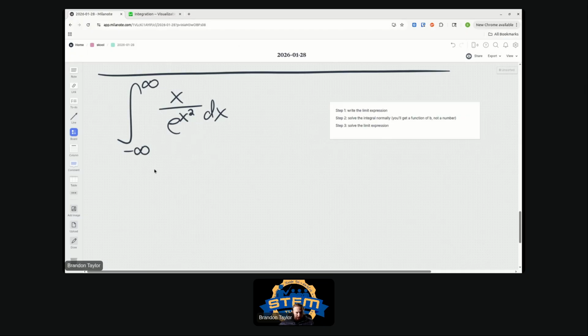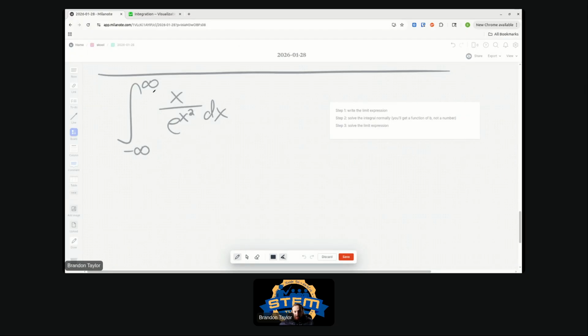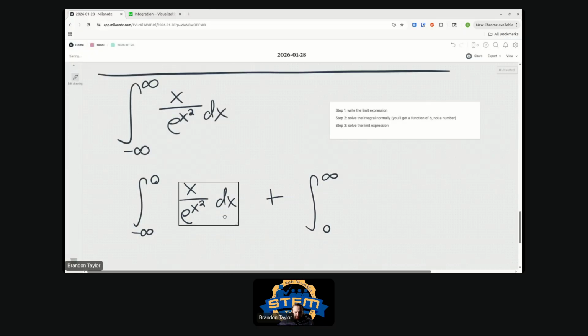We don't have any division by 0 problem. So we can basically just split it in the middle using one of our integral properties. Remember that integral property that lets you pick a point in the middle and split it? So here I'll pick 0. You don't have to pick 0. You can pick anything. But I'll say the integral of x over e to the x squared dx plus the integral from 0 to infinity, and then same thing.